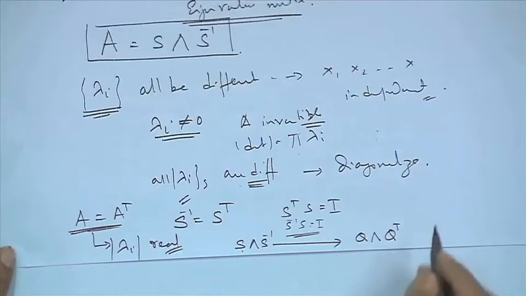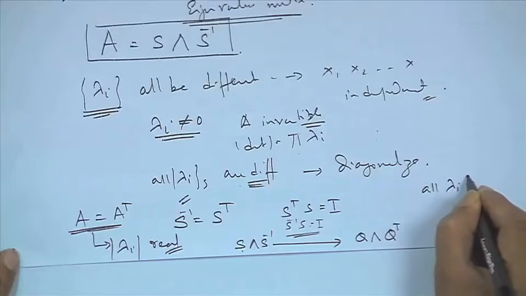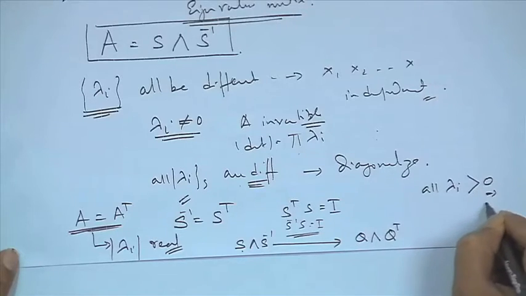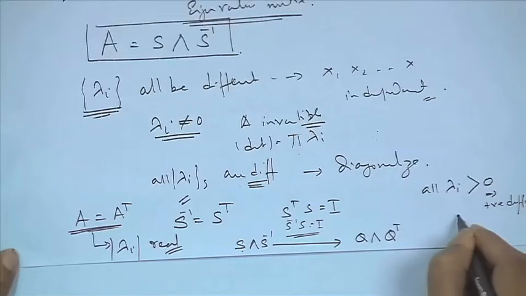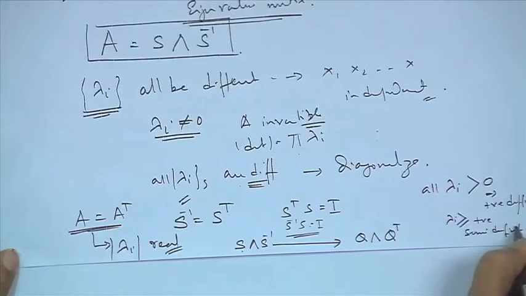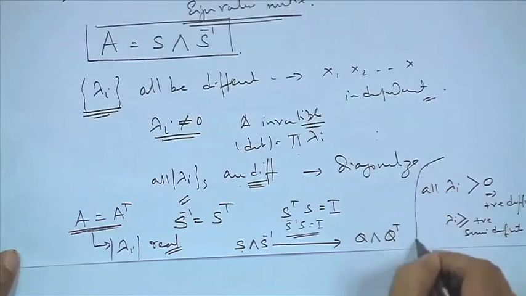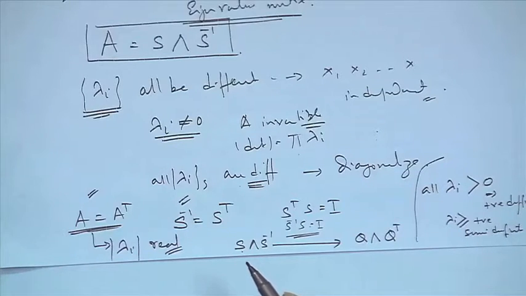And the next important result we are going to have is if all lambda i's are greater than 0, then what you have is a positive definite matrix. If they are all greater than or equal to 0, it is a positive semi definite matrix. So these are the two important terms which we'll be using. Symmetric matrices we will be getting quite often. The last thing that I need to mention before we close this particular session is singular value decomposition.